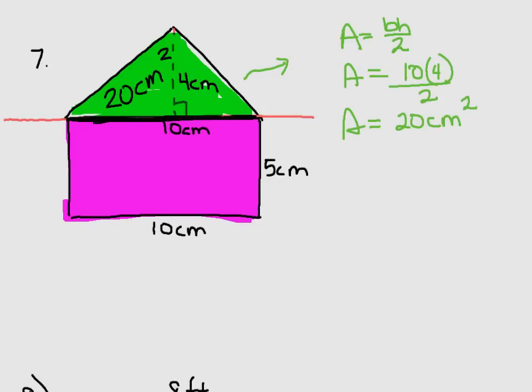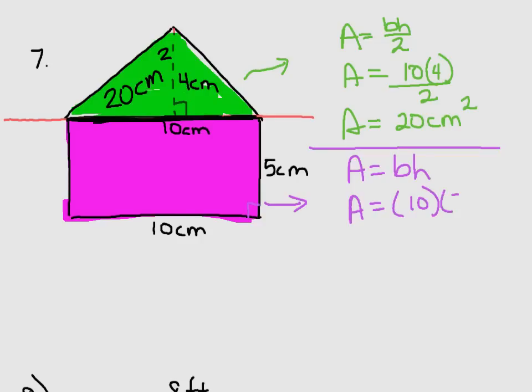Now let's calculate the area of the parallelogram. Again, my formula is A equals BH. And here, because it's a rectangle, there are right angles on all 4 vertices. And so my base is 10 and my height is 5. So area equals 10 times 5, which is 50 centimeters squared. So the area here is 50 centimeters squared.